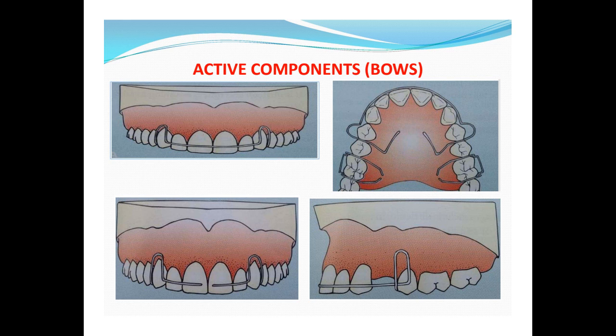There are different varieties of bows, like the short labial bow. As you can see in this picture, it is cut, so it is called a split labial bow. Here the loop is in the reverse direction, so it is called a reverse labial bow. But the basic main action of bows is to cause some tooth movement, so it is an active component.